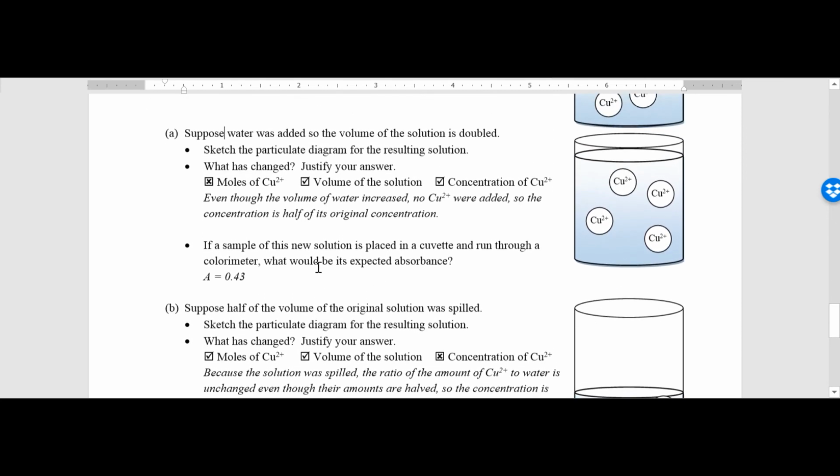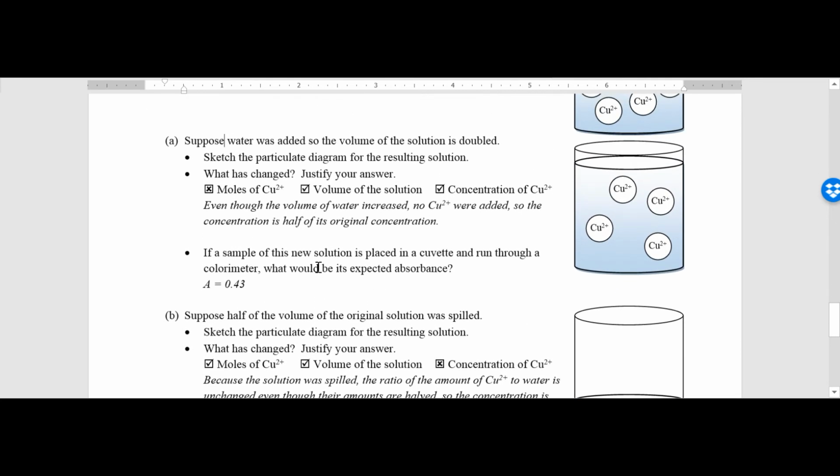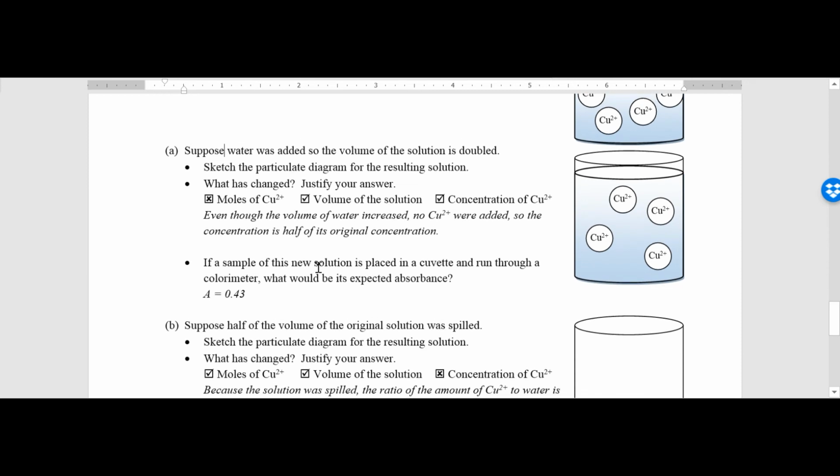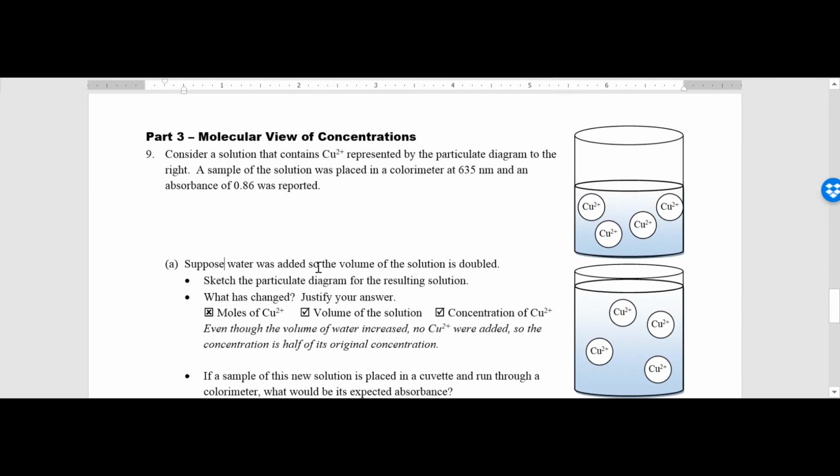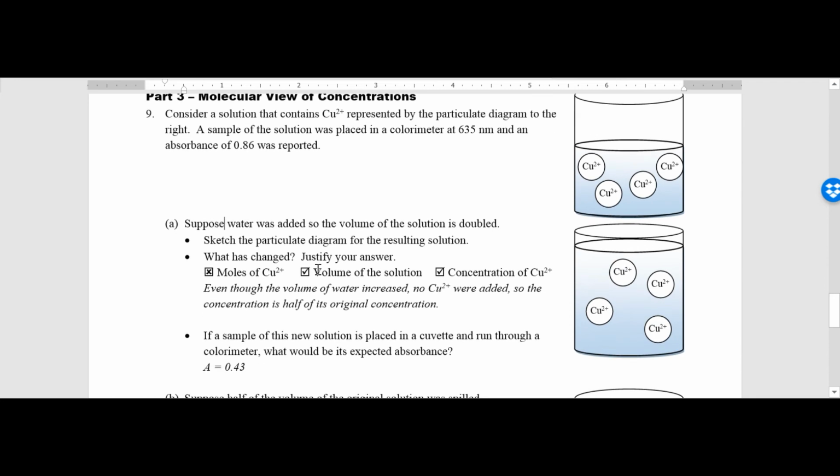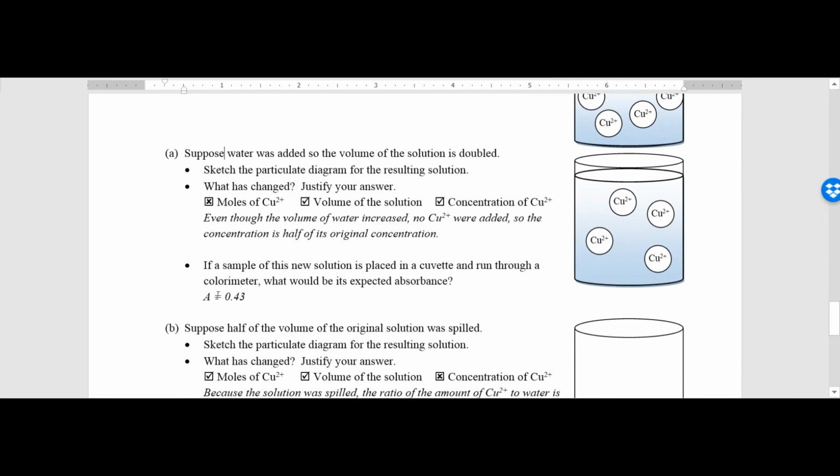If a sample of this new solution is placed in a cuvette, run through colorimetry, what would be its expected absorbance, right? And so that one, you're going to have to write out the equations. A equals abc, plug everything in, and figure it out. I'm going to let you guys try to do that one by yourself, but the answer should be 0.43.